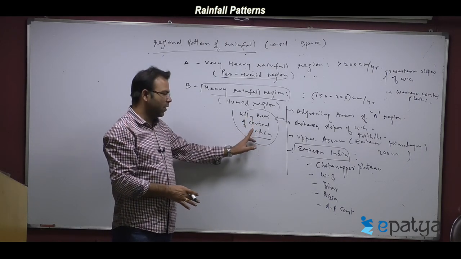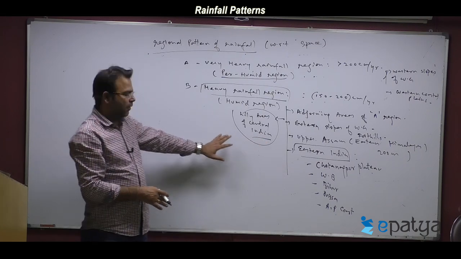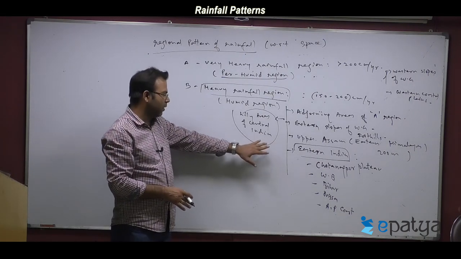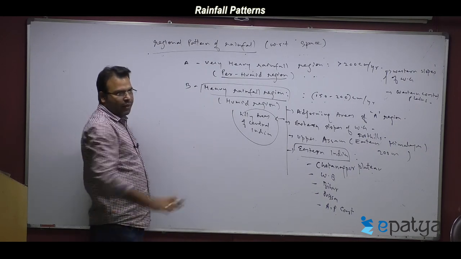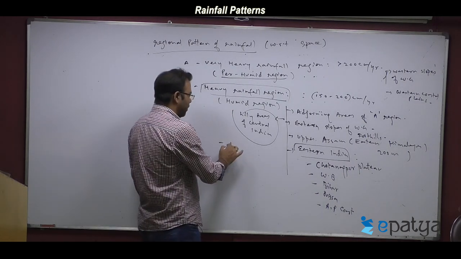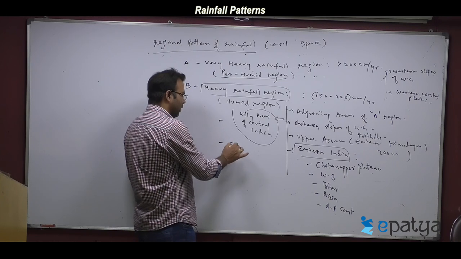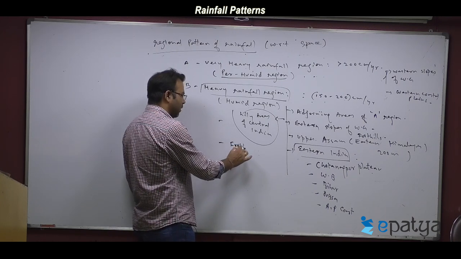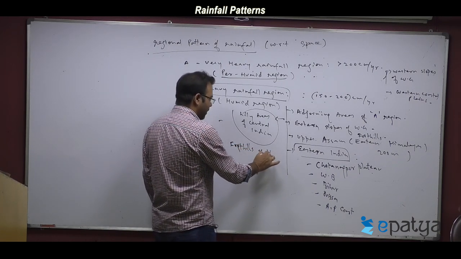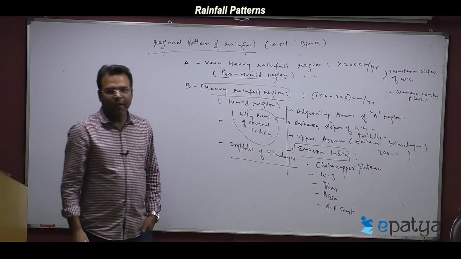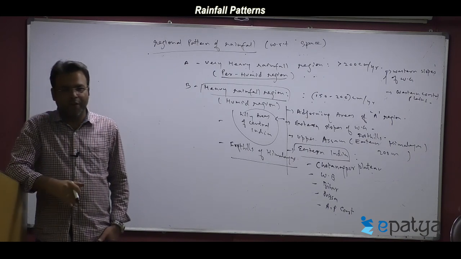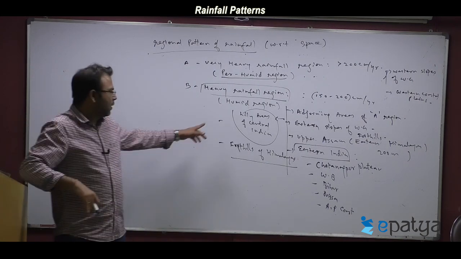So the hilly areas of Central India in MP, Jharkhand or Chhattisgarh, wherever it is, come under the heavy rainfall region. One more location, apart from this, is the foothills of the Himalayas, because orographic rainfall occurs not only in Central India.